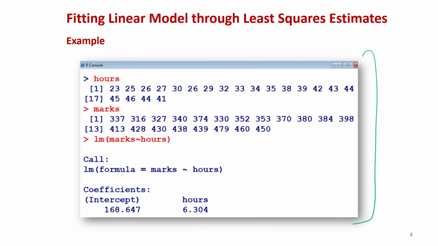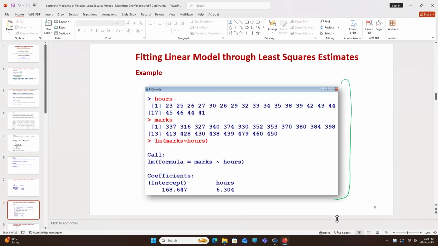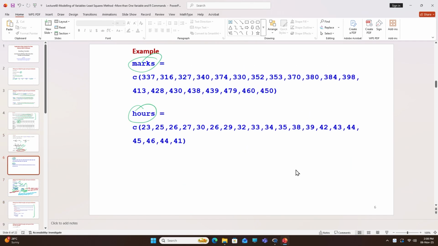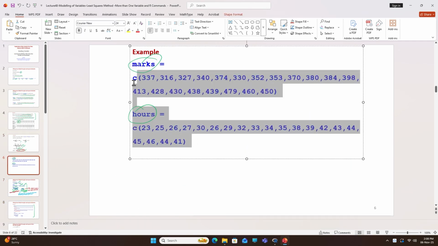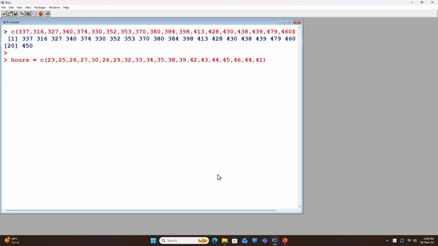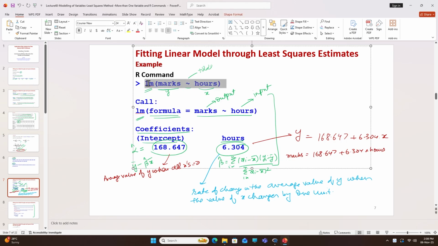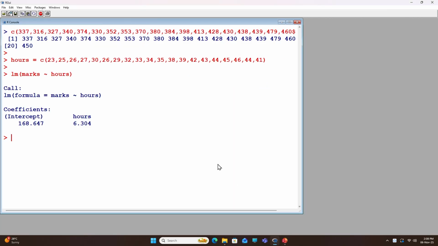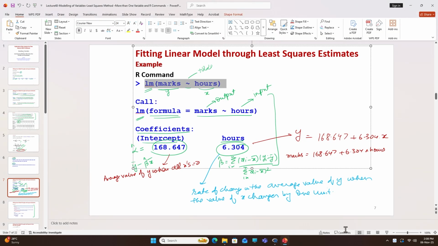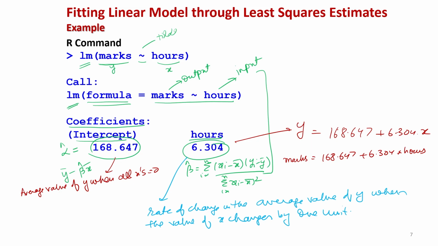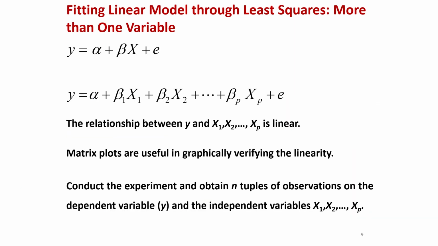So first let me try to show you these things on the R console so that you get confident. I'm just trying to copy this data over here. This is the data here, and after that I use the command lm marks tilde hours, and you can see this is the same outcome which I have shown you, right? Okay, so now let me come to one more aspect of this.